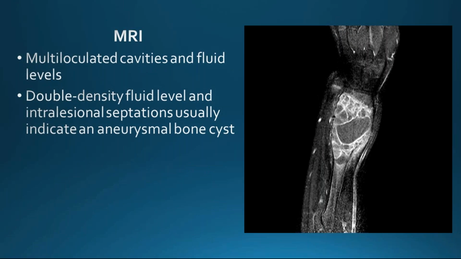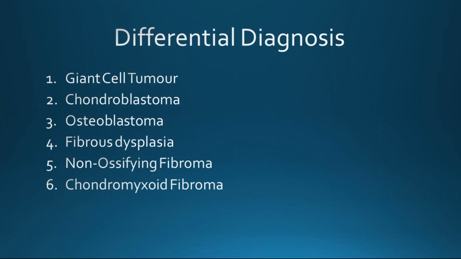MRI: multiple loculated cavities and fluid levels can be seen. Double density fluid levels and intralesional septations usually indicate an aneurysmal bone cyst. Differential diagnosis: GCT. Again, a simple bone cyst is a differential diagnosis of this. Osteoblastoma, chondroblastoma, non-ossifying fibroma.